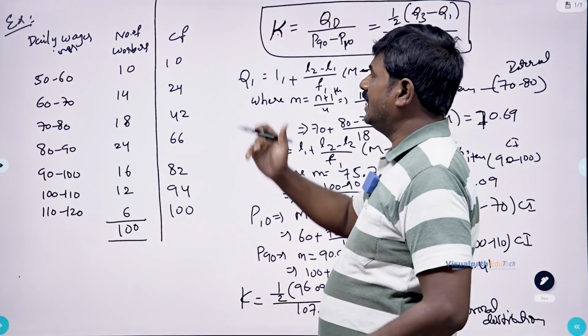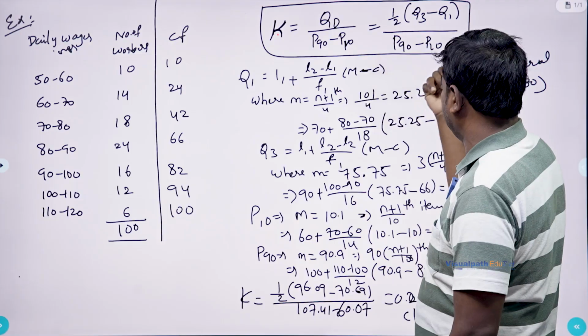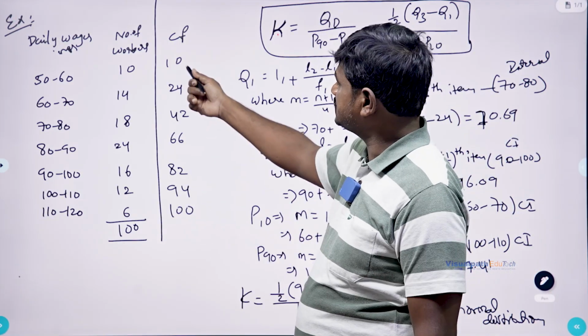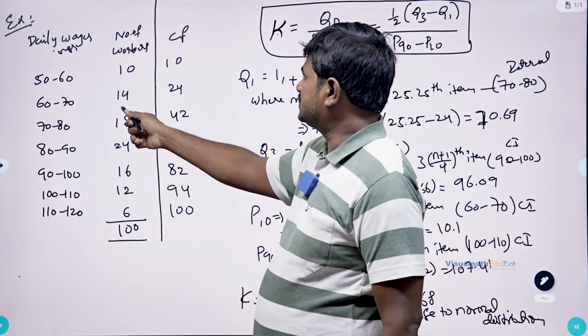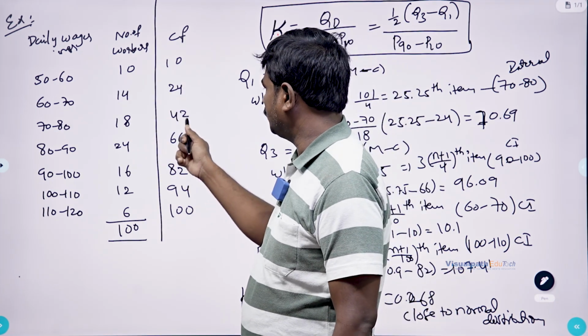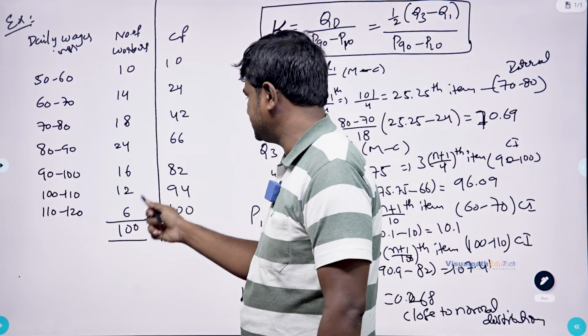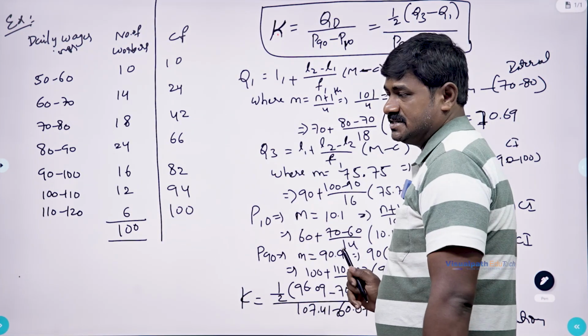For this purpose, I calculated the cumulative frequency, to find out Q1, Q3, P10, P90. So we need to find the cumulative frequency. What is that? 10 plus 14, 24. 24 plus 18, 42. 42 plus 24, 66. 66 plus 16, 82. 82 plus 12, 94. 94 plus 6, 100. These are the cumulative frequencies of the corresponding frequencies I calculated.